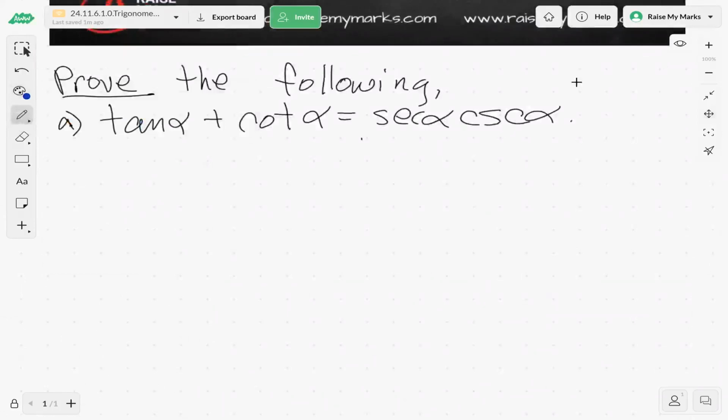We usually start with the left or the right-hand side, and we try and show that side can eventually be manipulated in some way to get to the other side. So for example, let's start with the left-hand side. So our left-hand side is tangent alpha plus cotangent alpha. Usually when we're faced with tangents, cotangents, secants, or cosecants, we want to try and rewrite these trigonometric functions in terms of sine and cosine.